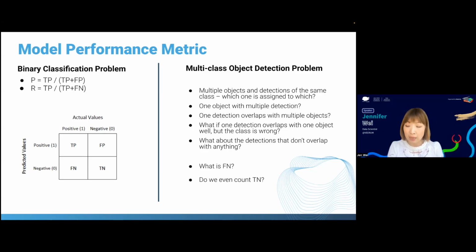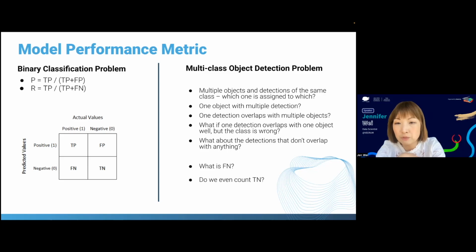So actually the first question I asked myself was, is that even a classification problem or is that a regression problem? When you see multi-class, right? Because what if we have multiple objects and multiple detections of the same class, which one should I assign to which? What if one object overlaps with multiple detections? And on the other hand, what if I have one detection that overlaps with multiple objects? Well, this is really bad, but you know, what ifs, right?